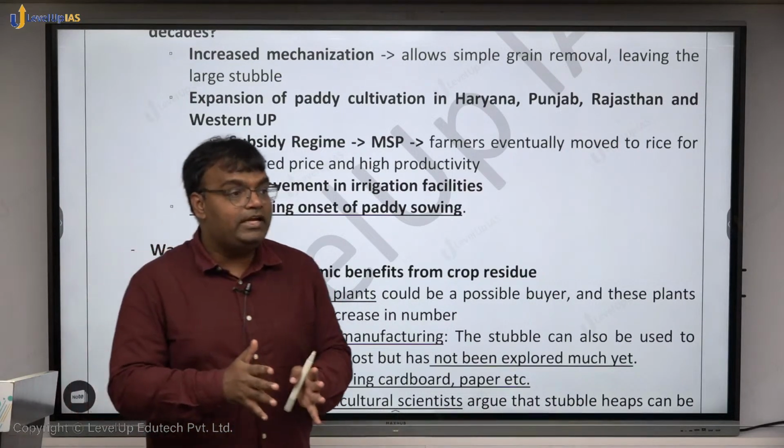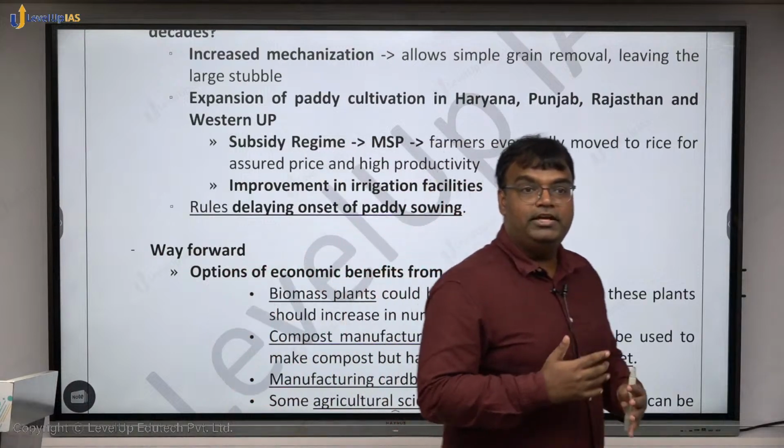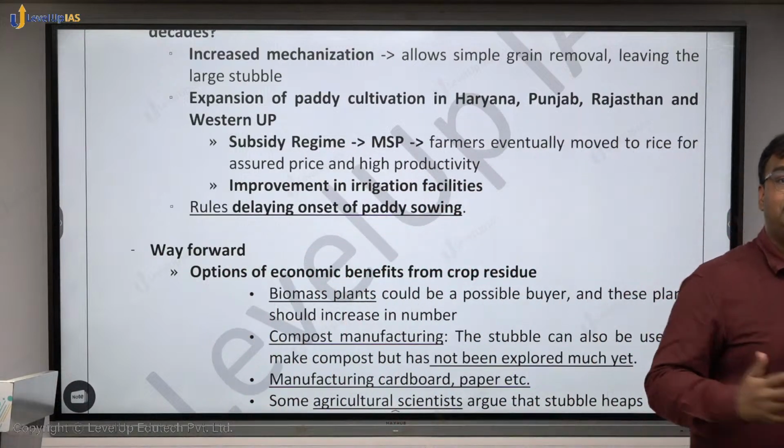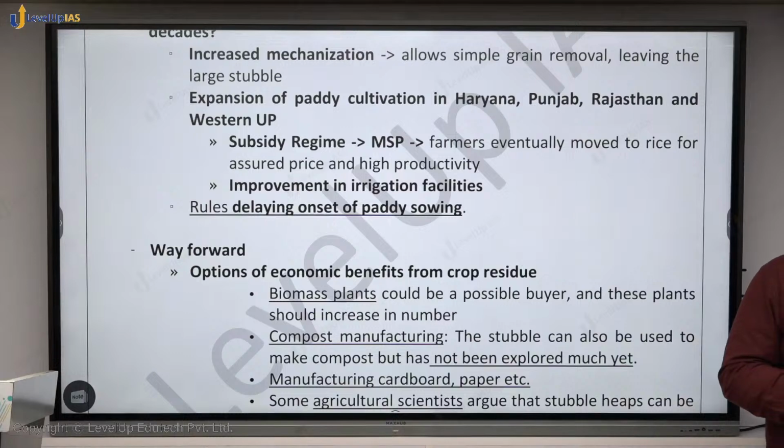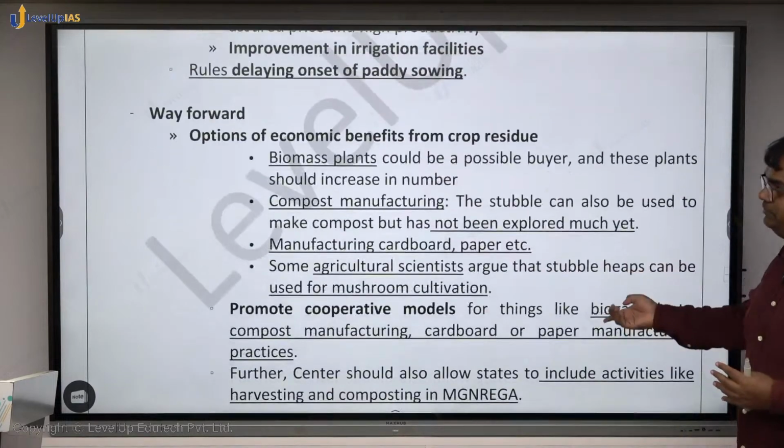So these are the reasons why stubble burning has emerged as a challenge in recent years. I hope we are understanding this, we are getting it. Okay, now, so what is the way forward?